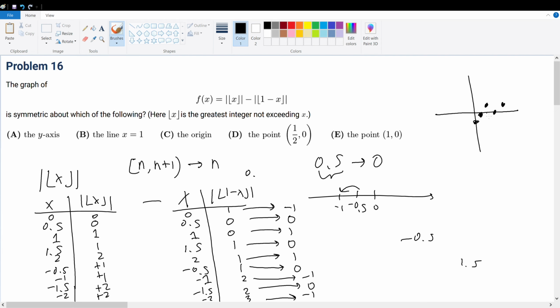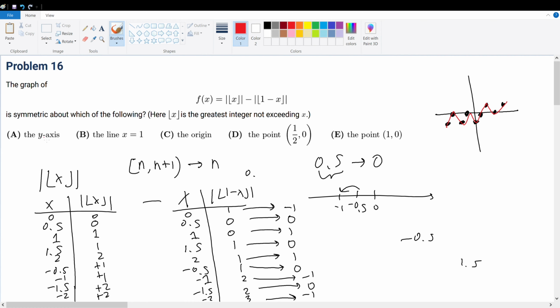And then negative 0.5 is going to be a 0. And then negative 1, so that's going to be right here. And then negative 1.5, 0 will be right here. And negative 2, negative 1 will look right here. So the shape is very odd looking. It looks something like this. So let's see what it's symmetric about.